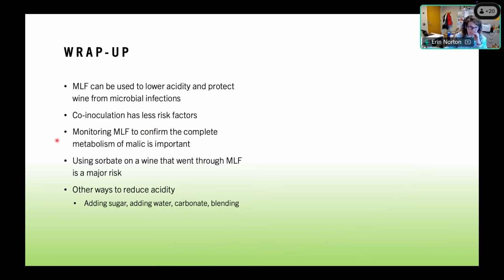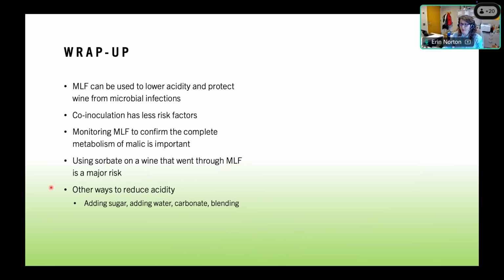Using sorbate on a wine that went through malolactic fermentation is a major risk. Before moving here, I'd never smelled geranium taint in a wine. It was one of those mythical spoilage faults that I had never smelled. I smell it regularly here in the Midwest because we make a lot of sweeter wines, and people want to use sorbate, and I get why, but be careful if you're doing malolactic fermentation and then using sorbate.